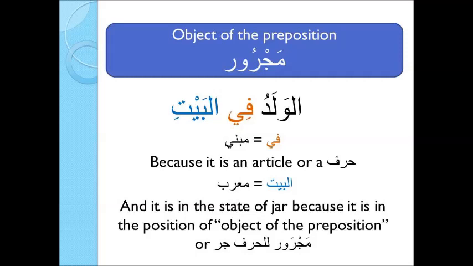So now again, taking a look at our phrases, we have a look at the breakdown of the words in the phrases. We see the word fi is mabni because it's a harf, or an article. And the word bait is mu'rab, which means its ending changes, and it is in the state of jar because it is in the position of object of the preposition, or majroor lil harf jar.